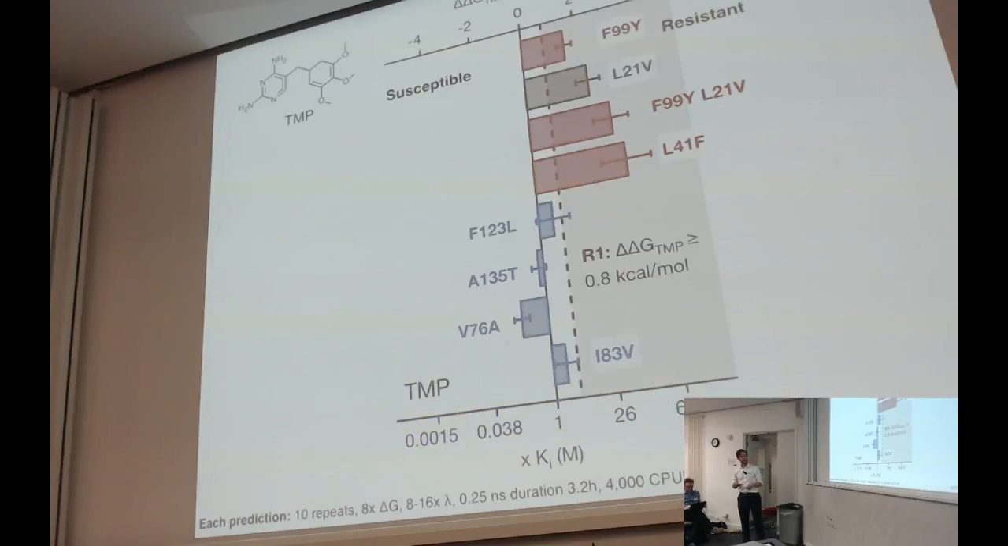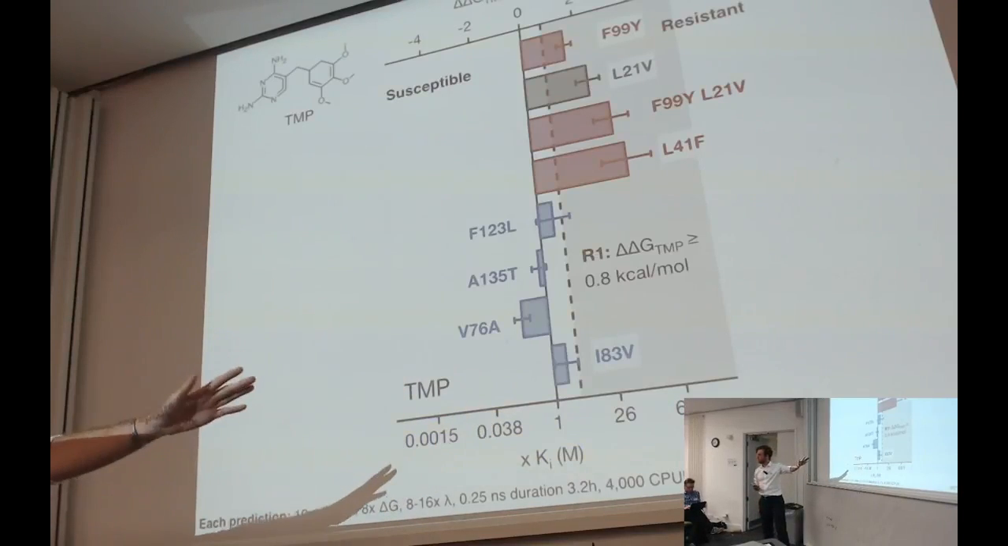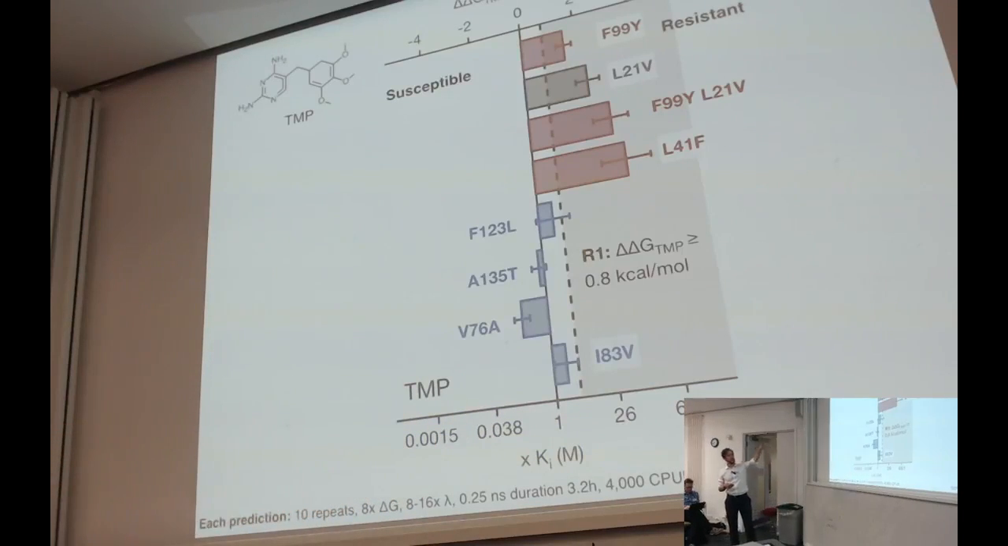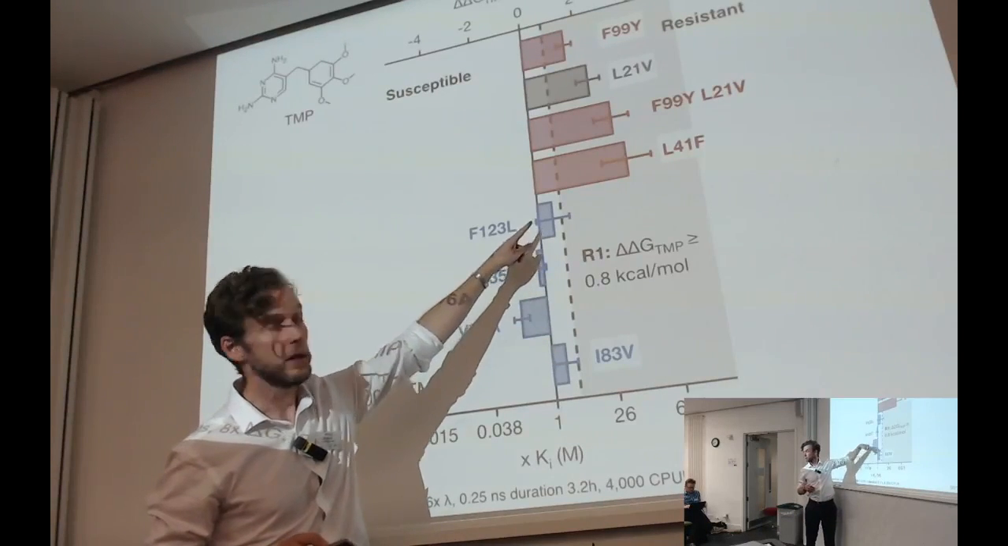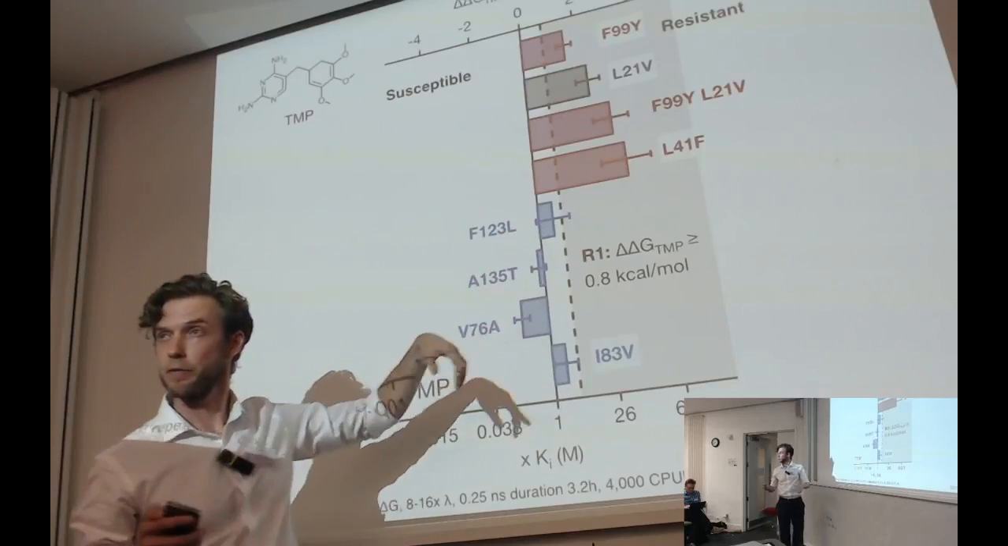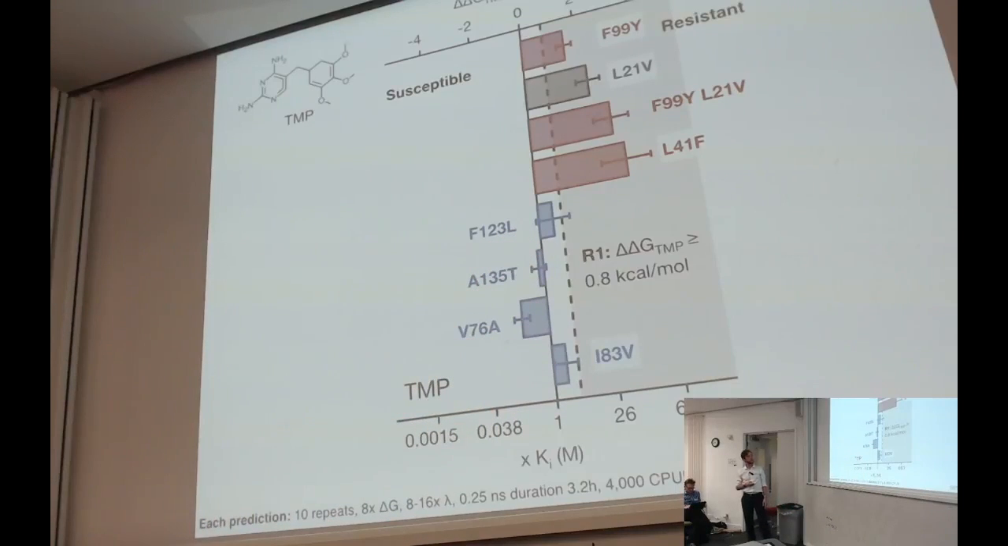So if you just look at the first one, anything in that grey area we should classify as resistant. And what we see, pleasingly, is that all 3 resistance-conferring mutations would be classified as resistant. These, remember, are 10 repeats, but they're short lambdas. And of the 4 susceptibles, 2 would be classified as susceptible, and 2 would be classified as unknown because their error bars are overlapping with our threshold. So that's a pretty good start.